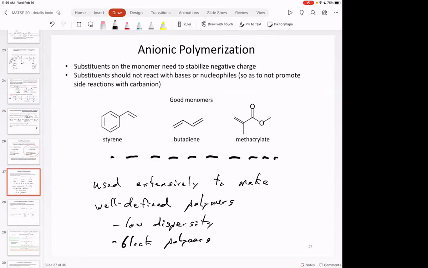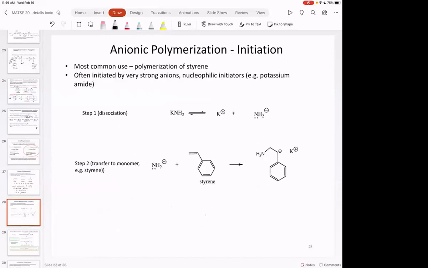But anionic polymerization is practiced industrially. That's how synthetic rubbers are made in a lot of cases. So if you have a little squishy handle on your toothbrush, or soft touch, rubbery feeling things, that's usually not natural rubber unless it's a rubber band. It's some sort of synthetic rubber that's probably made using anionic polymerization. All right, so we'll spend some time on anionic polymerization because it's really important.